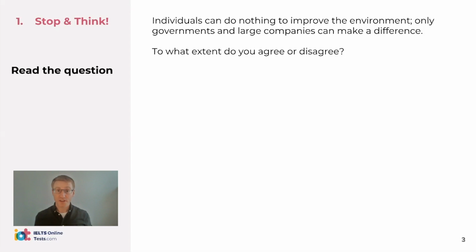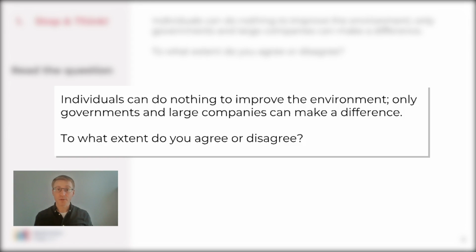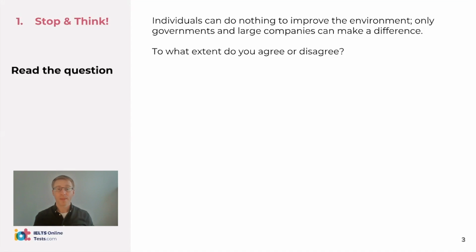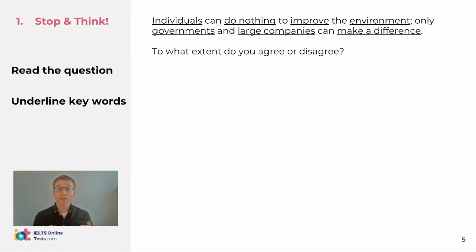Here, our question is, individuals can do nothing to improve the environment. Only governments and large companies can make a difference. To what extent do you agree or disagree? As you read, underline the key words. This will help you to understand the question clearly and stop you missing important information.